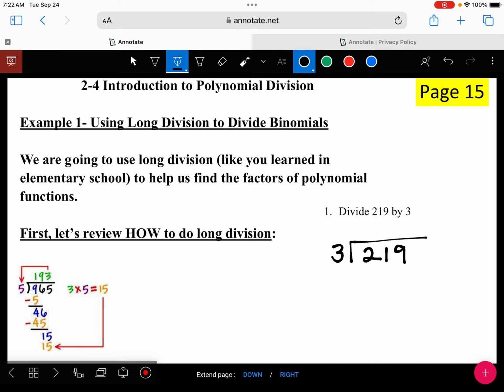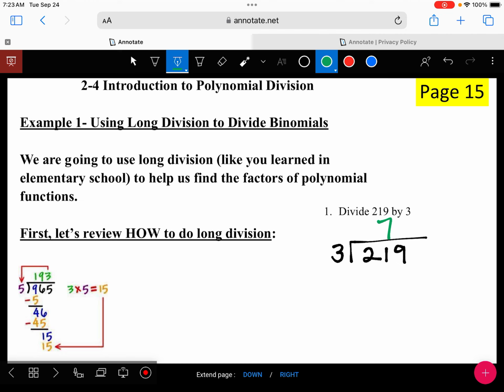So the first thing we would do is see, well, does the 3 go into 2? Can 3 go into 2? No. So then we look at 3, can 3 go into 21? All right, so 3 goes into 21 how many times? 7. So we would put the 7 here. And then what would I do?